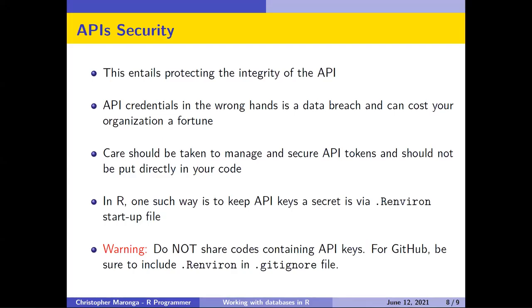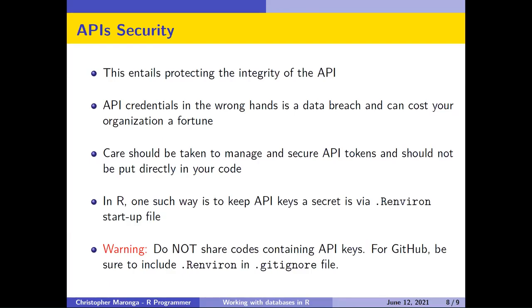API security simply entails protecting the integrity of the API. If you saw from my scripts, suppose we are working on something together and I was supposed to send you my scripts. Basically I'll be sending you my credentials: my API token, my URL to my database, my password to my database. I think that is a breach of data, and it can cost an organization a fortune.